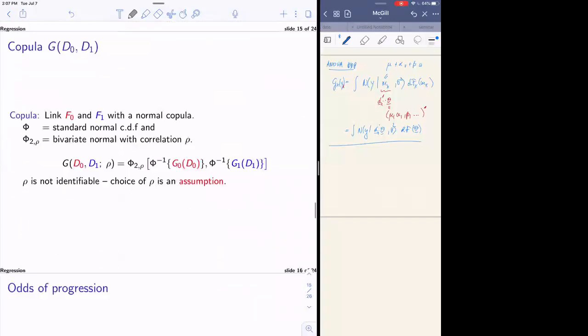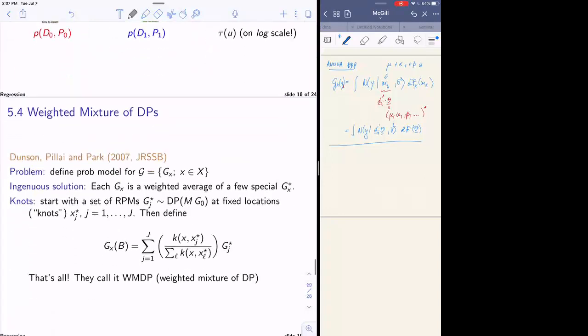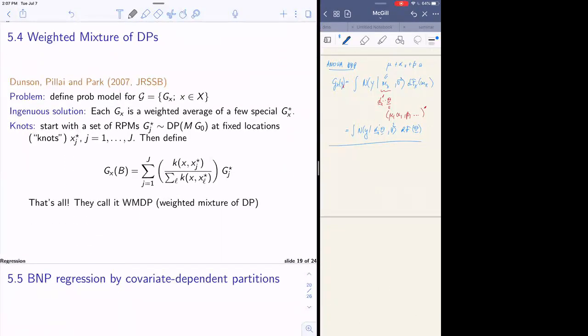So the next example I thought was getting too much detail. Let's move to another approach of doing this, which I always thought was very clever, because it's very easy. Again, it's not the DDP, it's going to be a different one. But the problem is the same. We want to construct a prior probability model for a family of random distributions. We want to specify a prior for a script G here. It could be, for example, the family of overall survival distributions for patients indexed by covariate vector X.